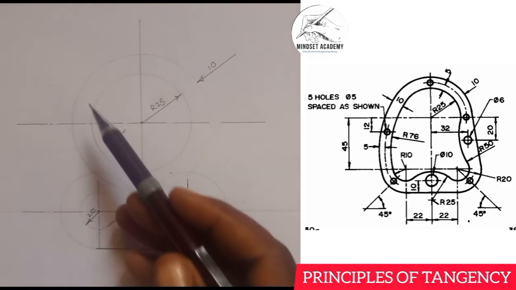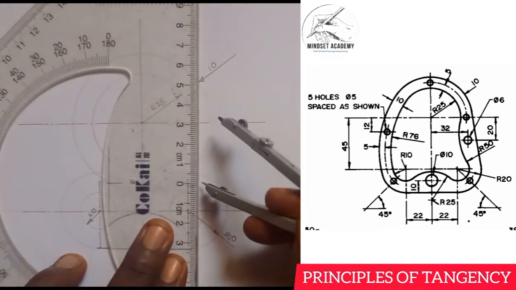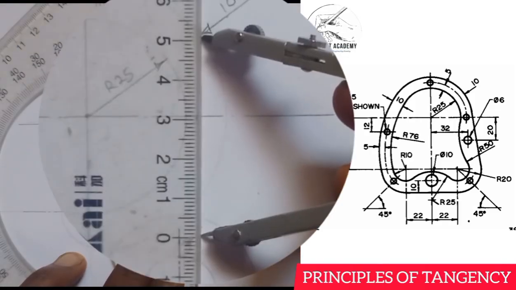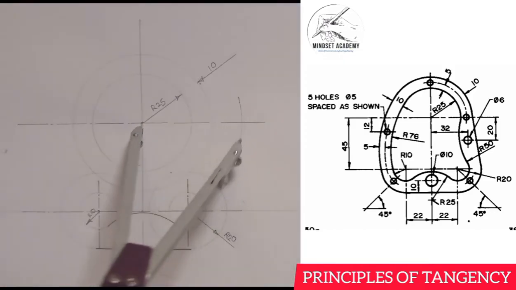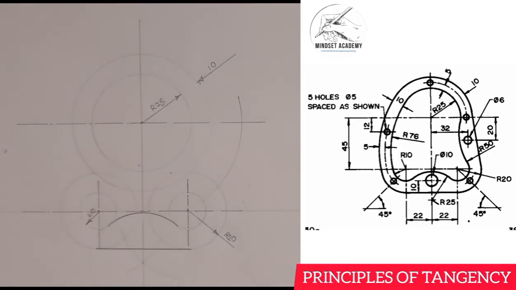Let me start with the inner one first. So for the inner one, we have radius of 25. When you subtract 25 from 76, you'll have 51. So I'm going to take 51 on my meter rule this way from 0 to 51. You can see that. And I'll come to the center here and strike an arc here. Can you see that?